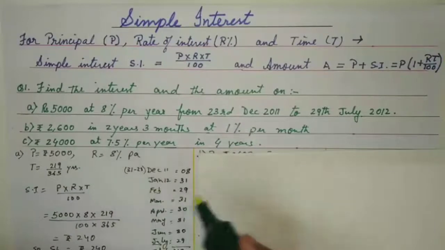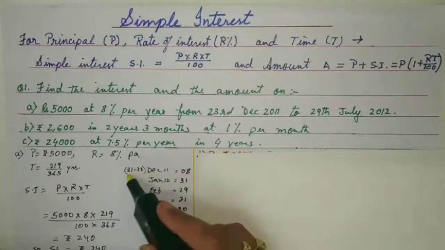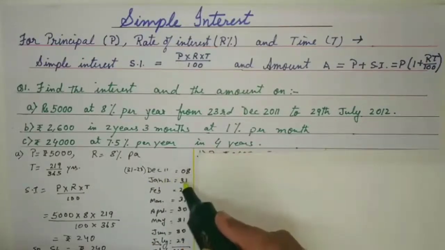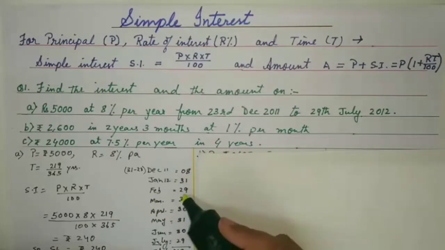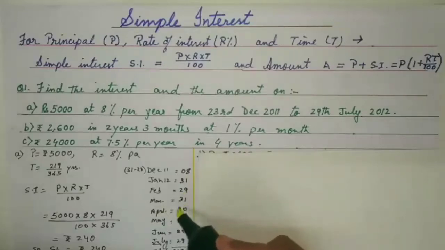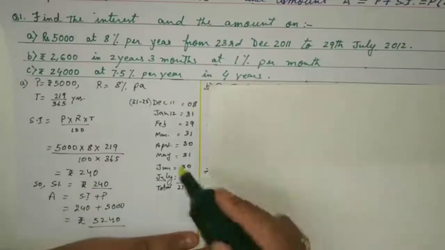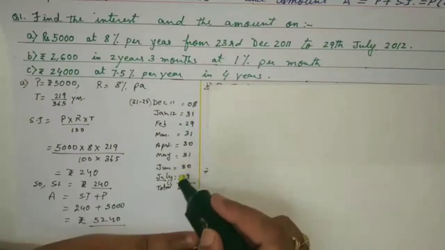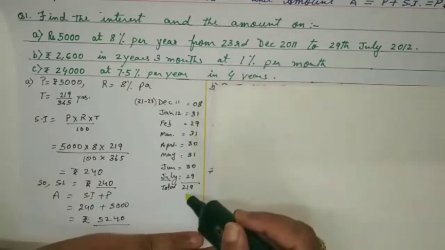Now for time you are given 23rd December 2011. So 31 days in the month of December. Therefore, the number of days you have is 31 minus 23, which is 8 days. January, 31 days. February 2012, so it's a leap year, that is 29 days. March, 31 days. I will just move it a little so that it's easy for you to see. April, 30 days. May, 31 days, June 30 days, and July, as given in the question, 29 days. So when you add it up, it comes to 219.